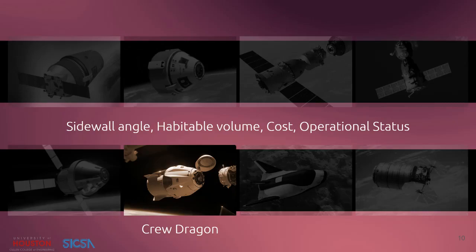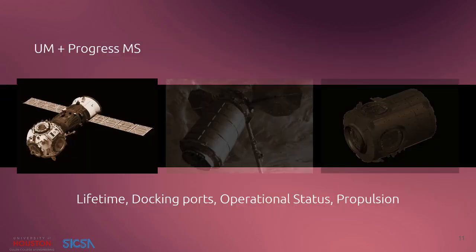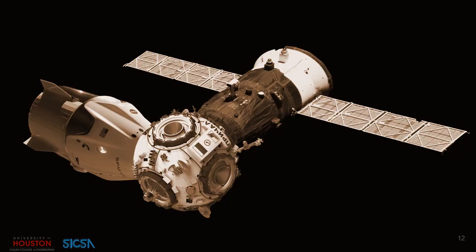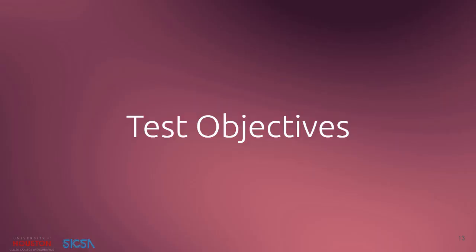For the space vehicle, I've chosen the Crew Dragon according to these evaluation criteria listed here. And similarly for the central hub, I've identified the module plus the Progress as candidate, but this might change as the thesis goes on. And so this testbed starts looking something like this, but with two Crew Dragons instead of one.